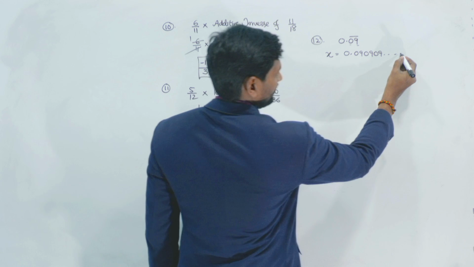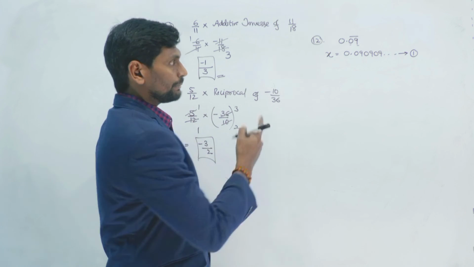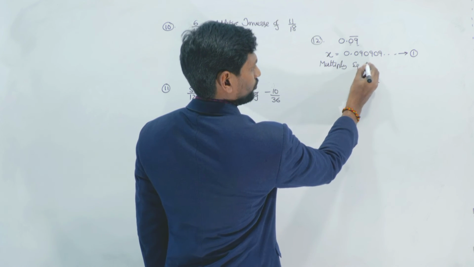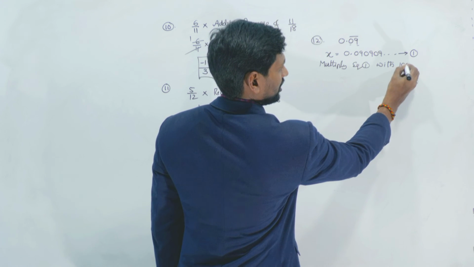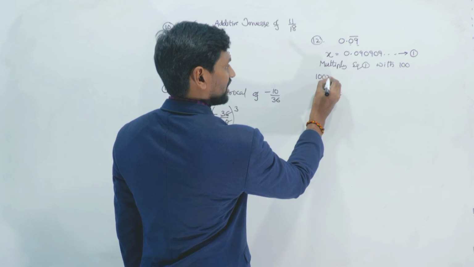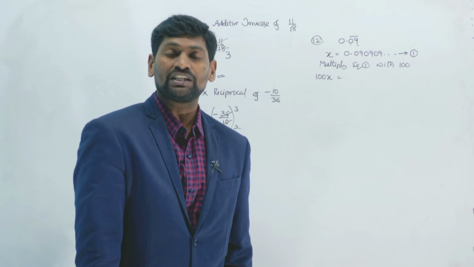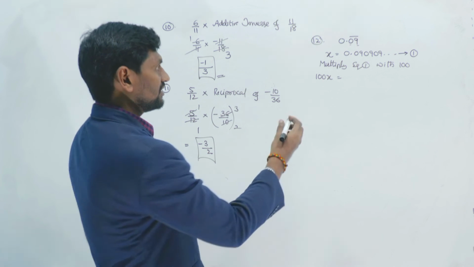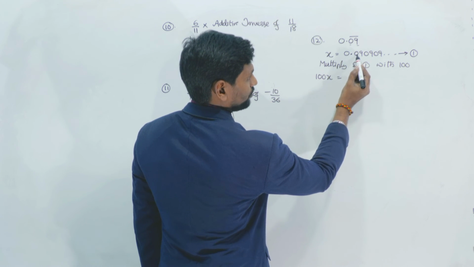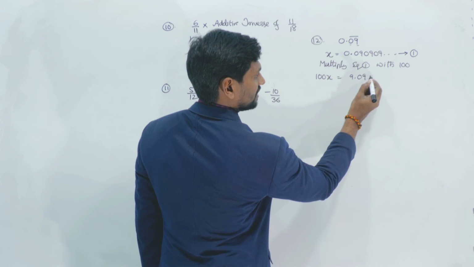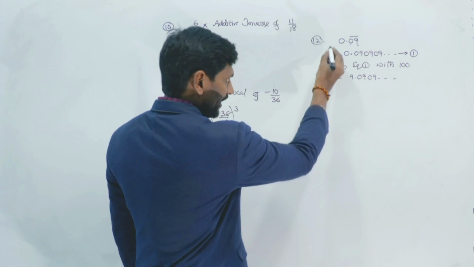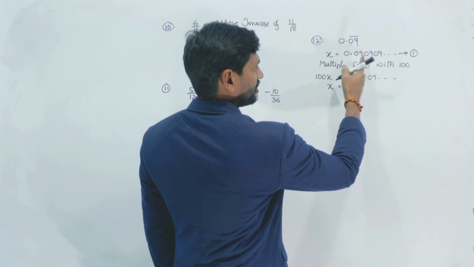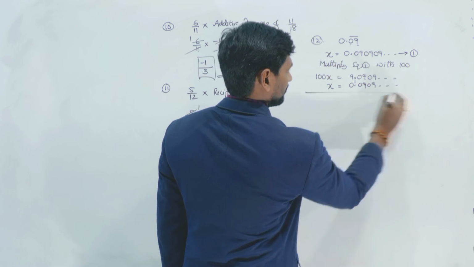So we consider this as equation 1 and multiply equation 1 with 100. Now it will be 100x. You are learning the decimal concept: when you multiply any decimal number with 100, the decimal point moves two places to the right. That means 9.0909 and so on. Now x I write as it is, 0.0909 and so on.